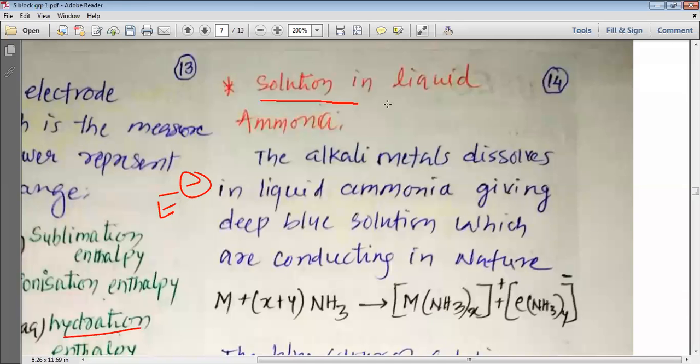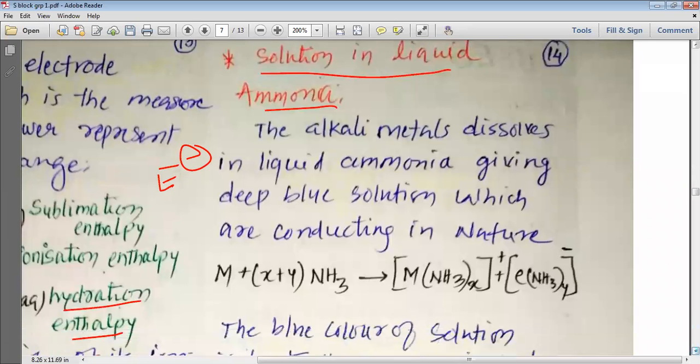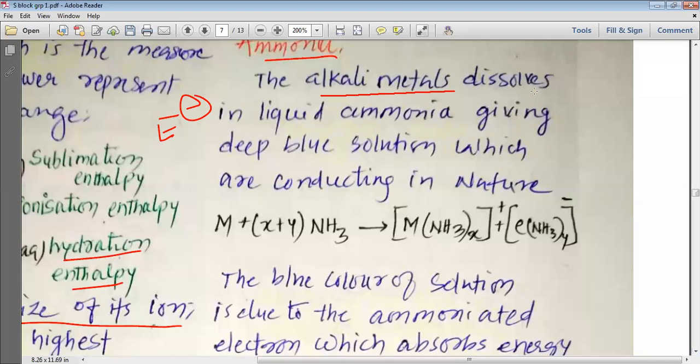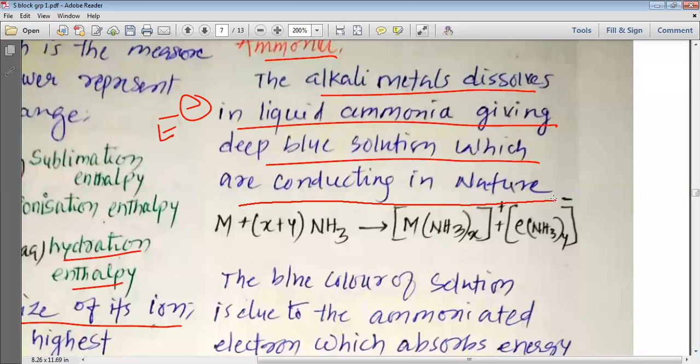Let us study the solution of these metals in ammonia. The alkali metals dissolve in liquid ammonia, giving a deep blue solution which is conducting in nature. This ammonia, we write it as X plus Y NH3, in which the metal gets dissolved, and then it forms M(NH3)x. Please remember that the bond formed between M and NH3 is a coordinate bond.